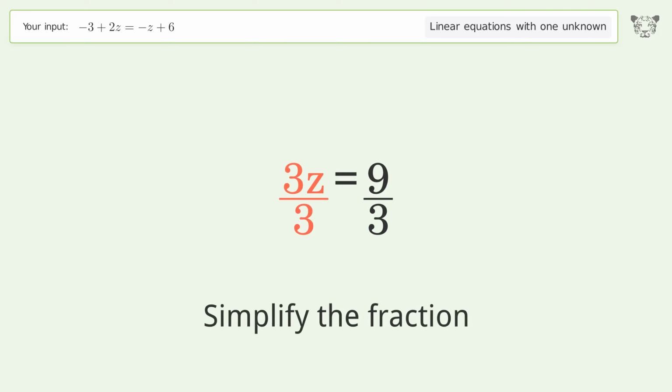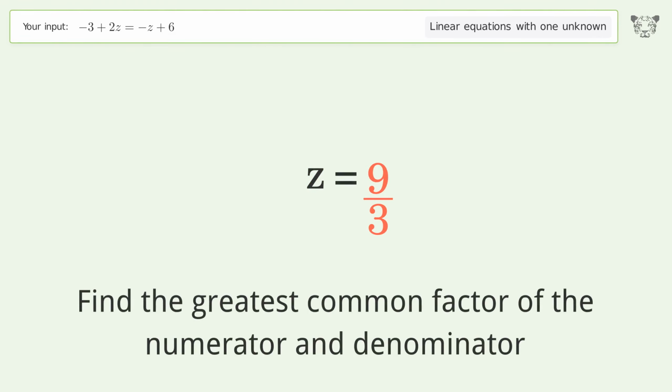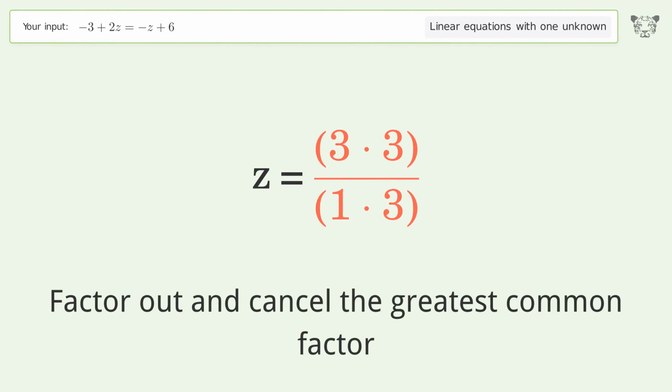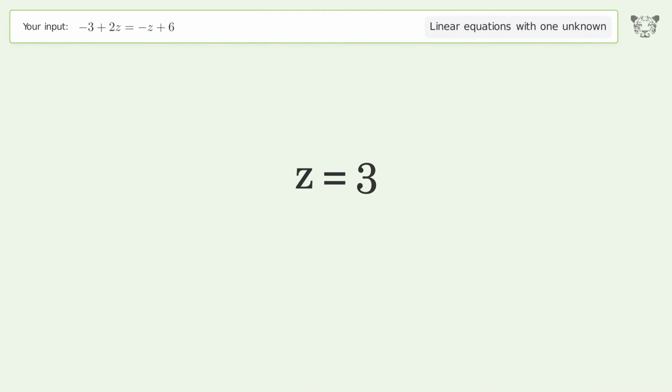Simplify the fraction. Find the greatest common factor of the numerator and denominator. Factor out and cancel the greatest common factor. And so the final result is z equals 3.